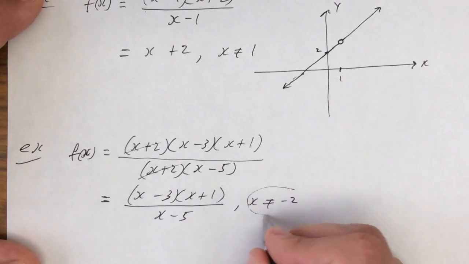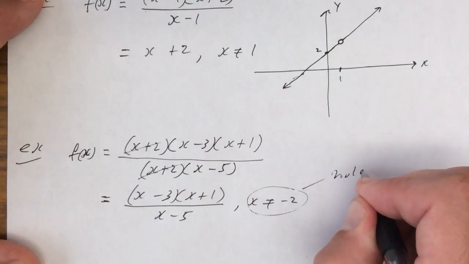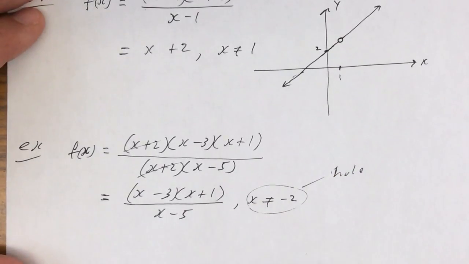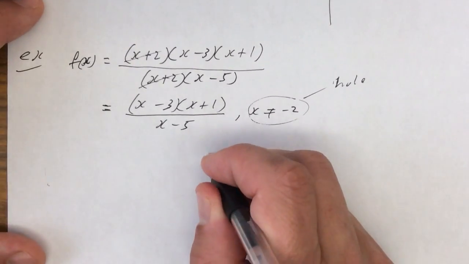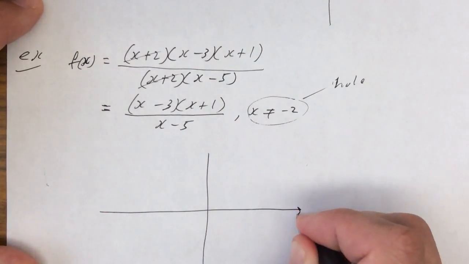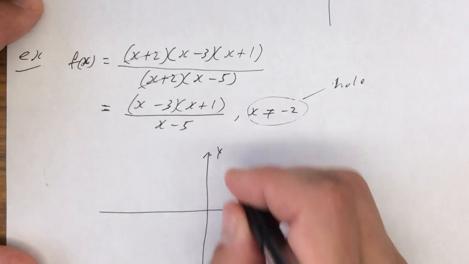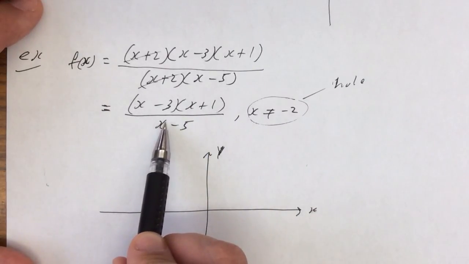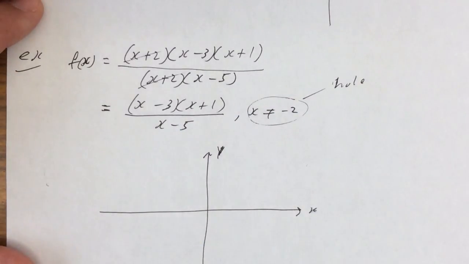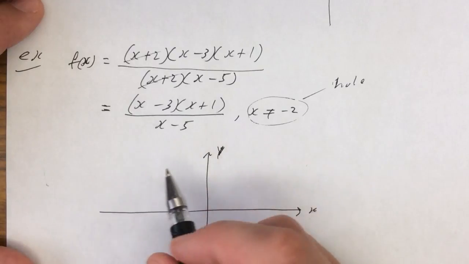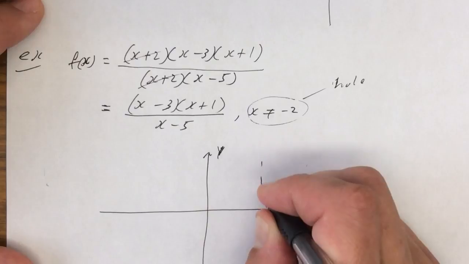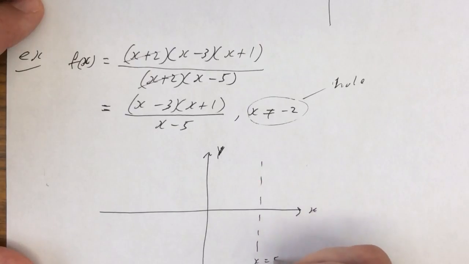So this represents the hole in the graph, okay, when you have to cancel that out. So what does this graph look like? Well, let's check here. So x, y. The degree of the top is bigger than the bottom by 1. So you're going to have a linear asymptote, basically. So it's not going to have a horizontal asymptote. So you have a vertical asymptote at 5. So x equal to 5.